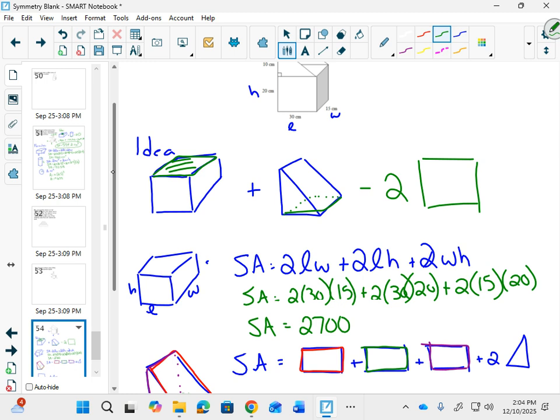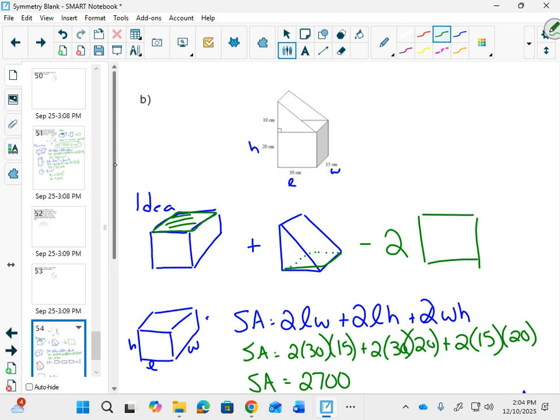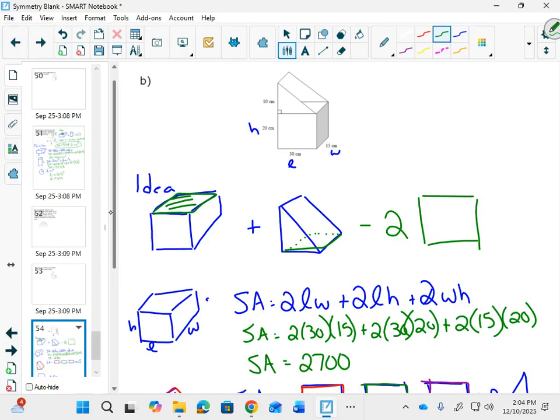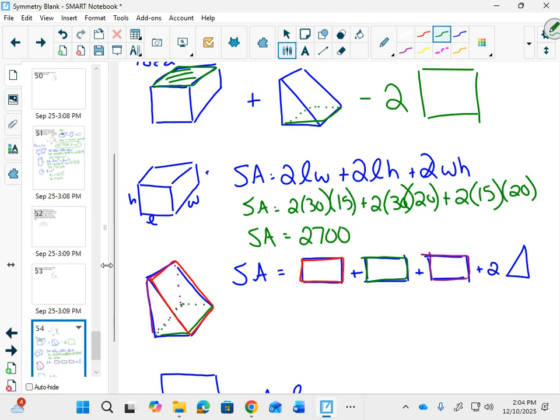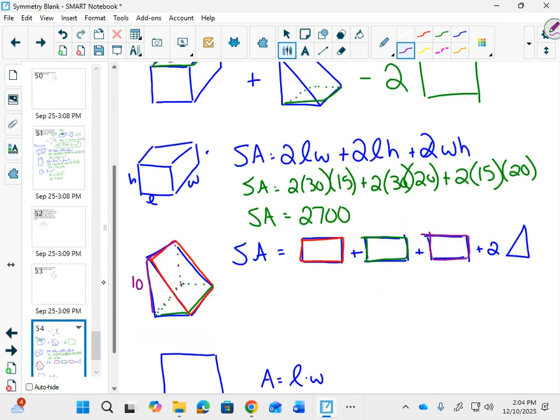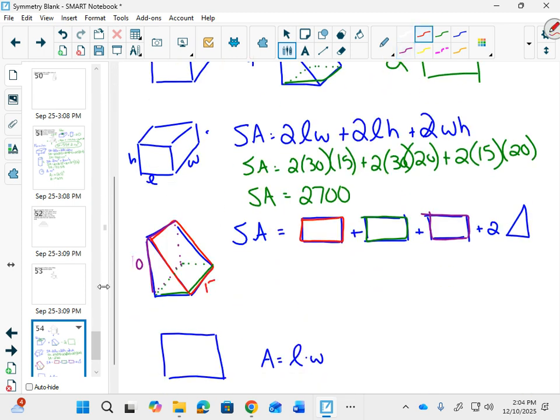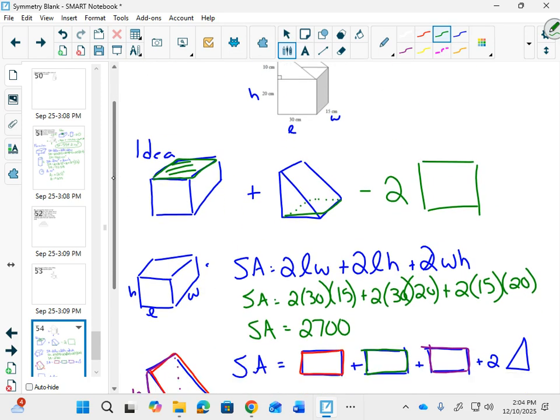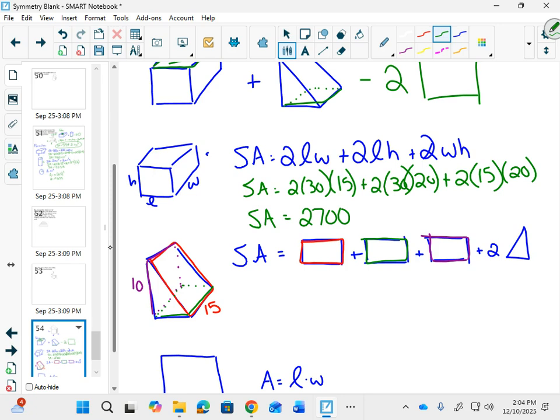Okay? Next, the item at the top. Do we know things? I know the height is 10. So I know this side here was 10. Because it's right on top of my prism, I would know this red length here is 15. And this green length at the bottom is 30. So I'm going to pick out green. That's 30.